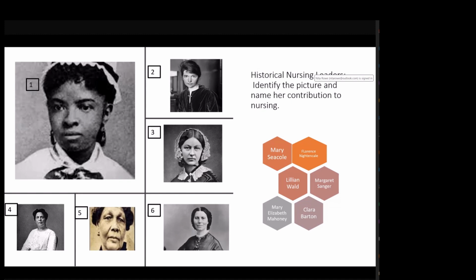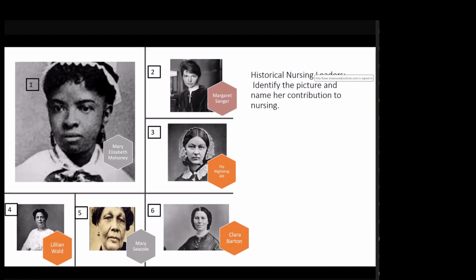Okay, so let's see who they are. Number 1, Mary Elizabeth Seacole. And then number 2 is Margaret Sanger. We should know who she is. And number 3 is Florence Nightingale. Number 4 is Lillian Wald. And 5 is Mary Seacole. And of course, Clara Barton.